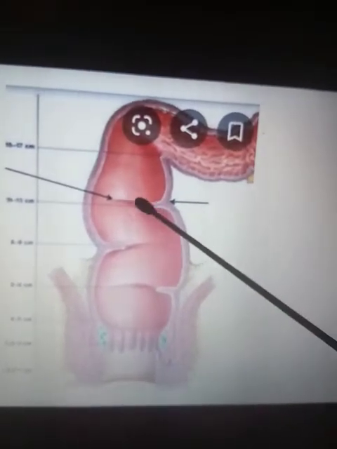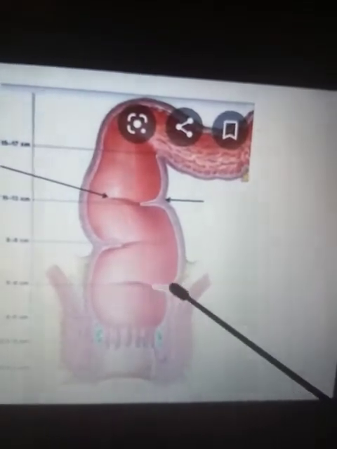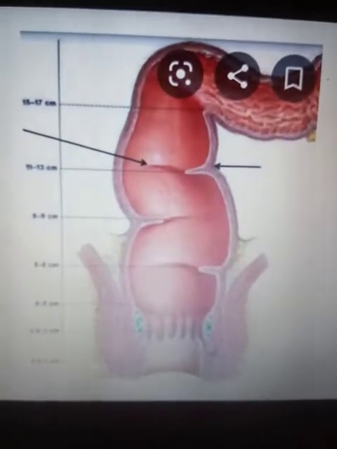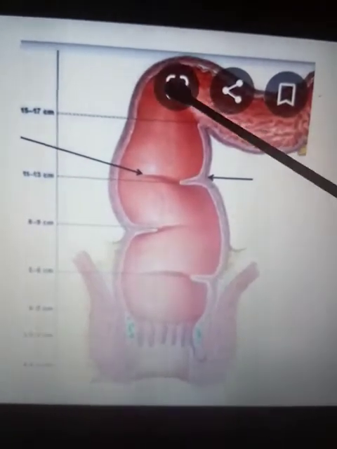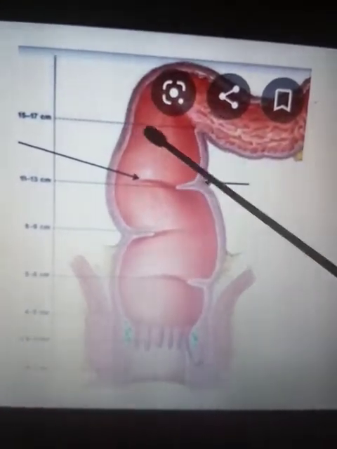Then you have these transverse folds. You can see these transverse folds. They are permanent; they don't get obliterated. Okay? You have four transverse folds. One is missing in this diagram.